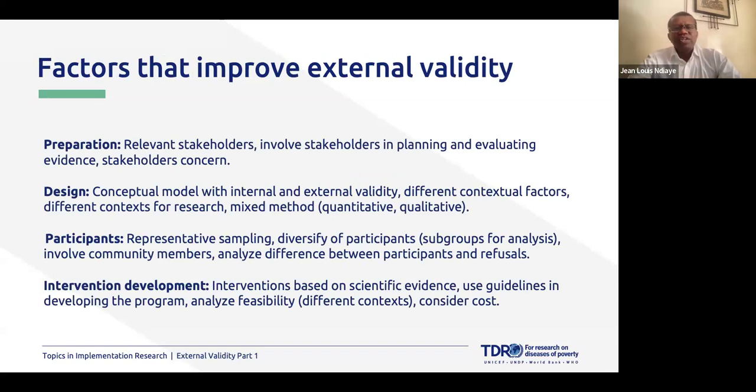Now, which factors can improve the external validity? There are key factors that can really improve the external validity of implementation research. You can see it could be the preparation, looking at how we can identify the relevant stakeholders, and these stakeholders could be deeply involved in the planning, in evaluating the evidence, and also in raising their concerns.